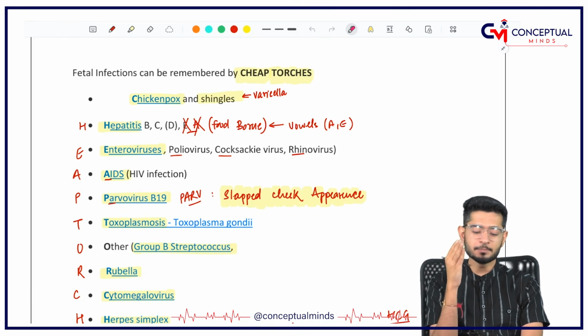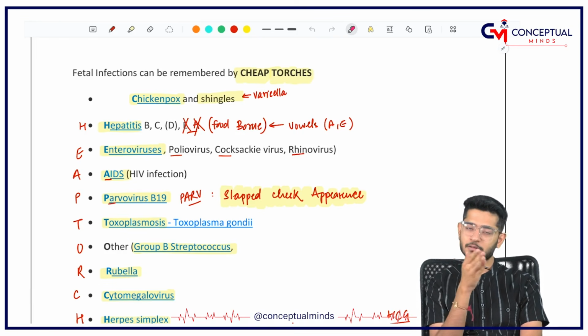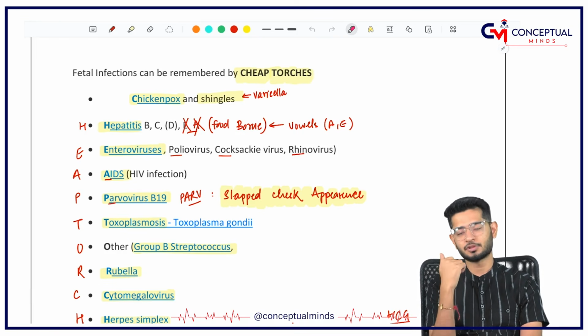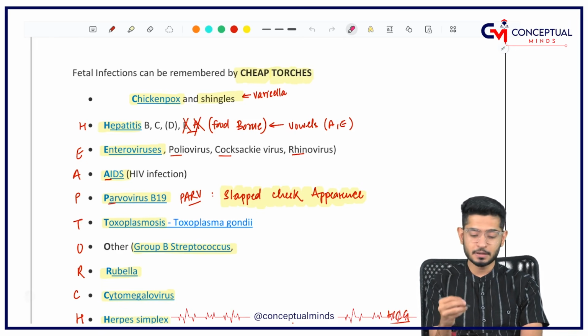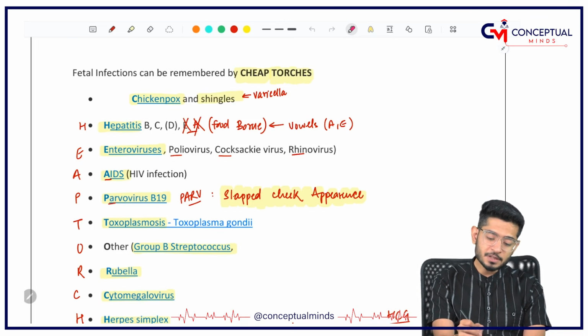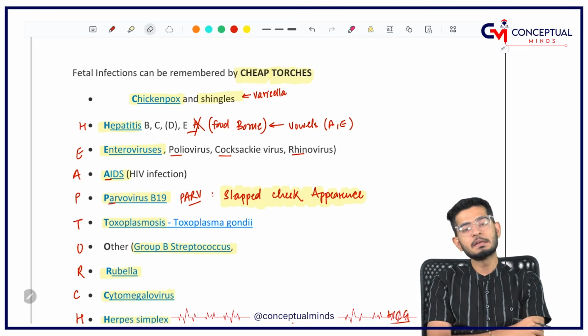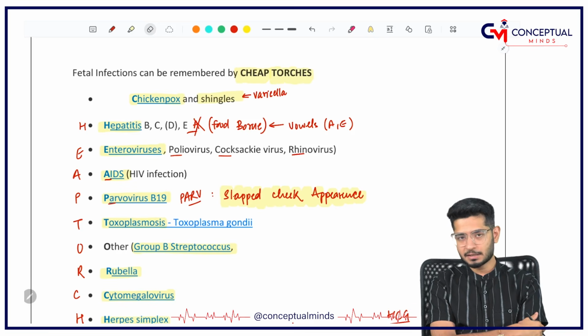So basically B, C, D are the ones which are transmitted, hepatitis B, C and D are fetal infections, and for that matter even E is also considered to be the cause of hepatitis in pregnancy, so it can also transfer, but the major cause for transfer is the food, and you don't have them generally in fetus. Next is E for enterovirus.